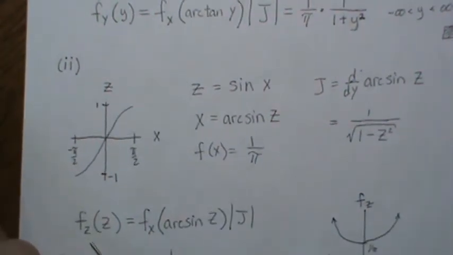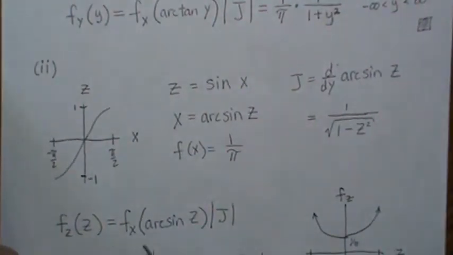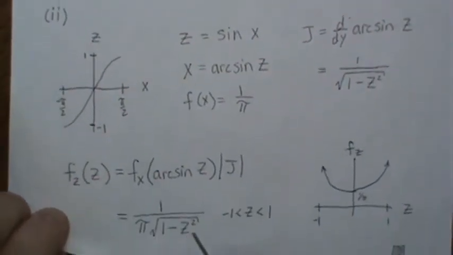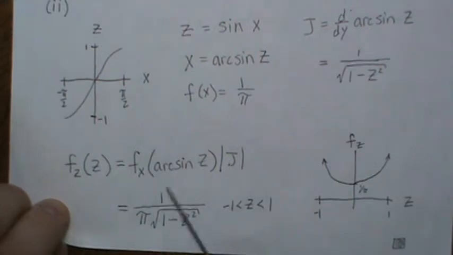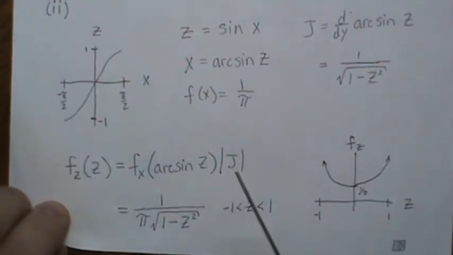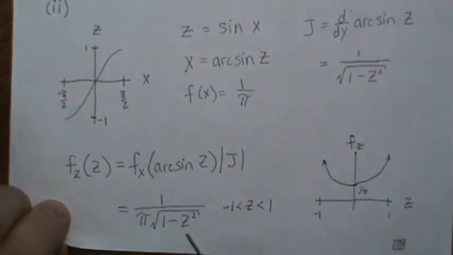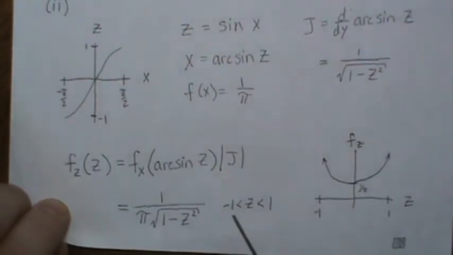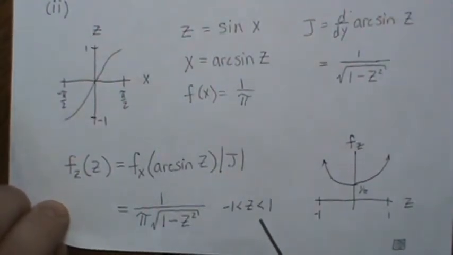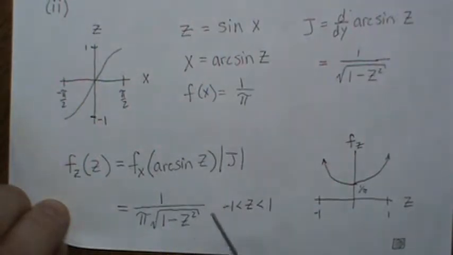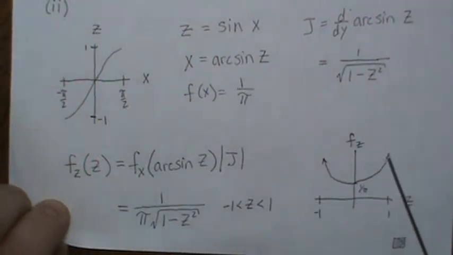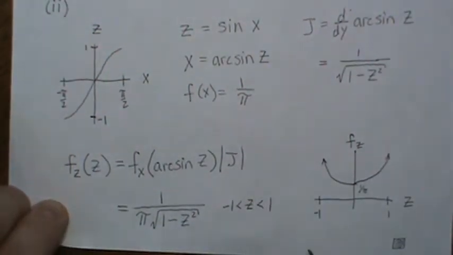So now let's find the density of Z. We plug in arcsine of Z into f of x. The absolute value is the Jacobian, and the 1 over pi is this piece. The Jacobian is 1 over the square root of 1 minus Z squared. And again, Z ranges from minus 1 to 1. If we were to plot this, it looks like this on the range minus 1 to 1. So that's it. That's the density.